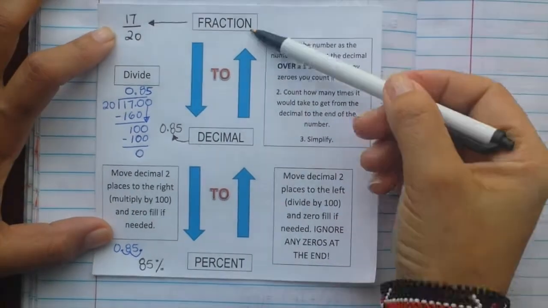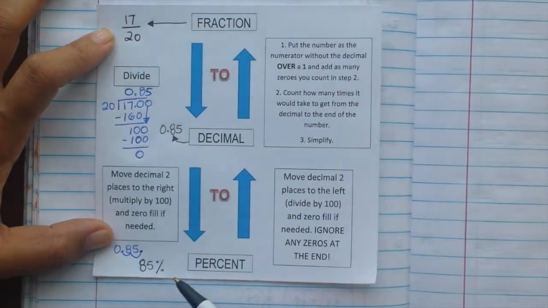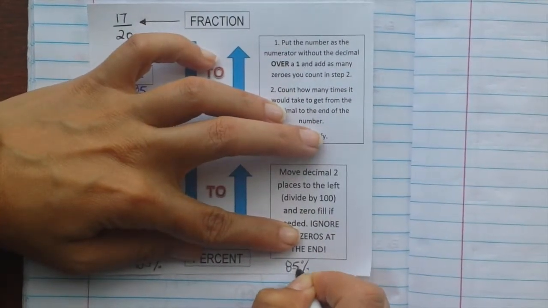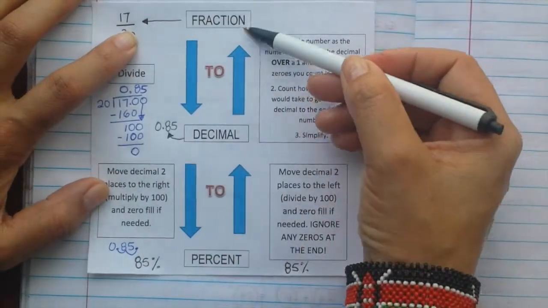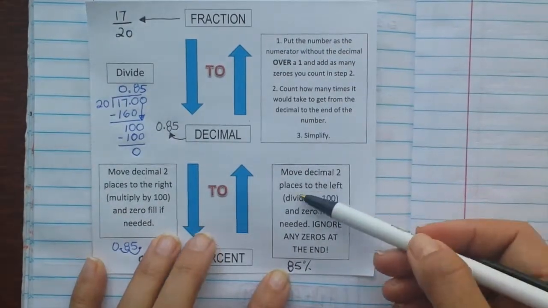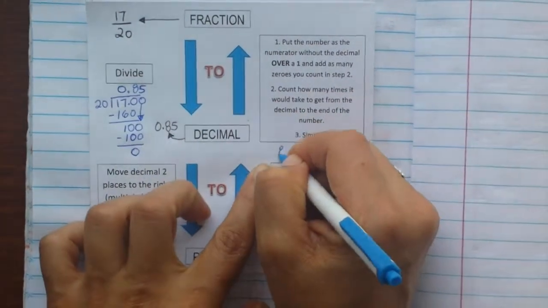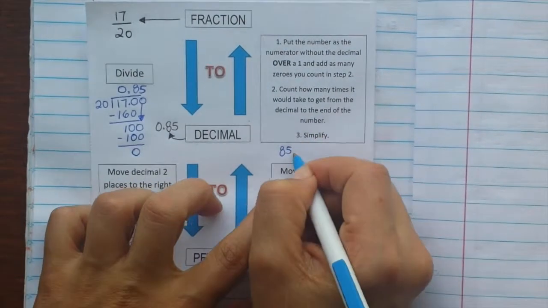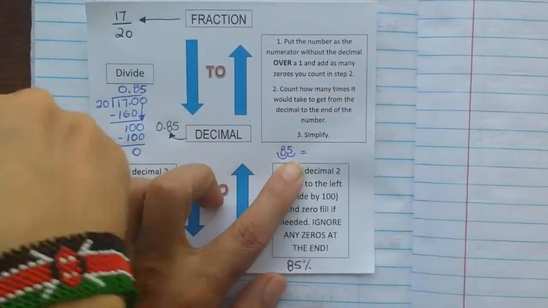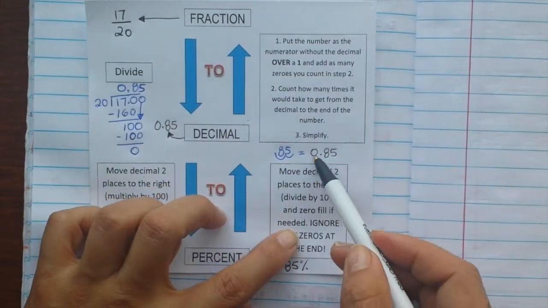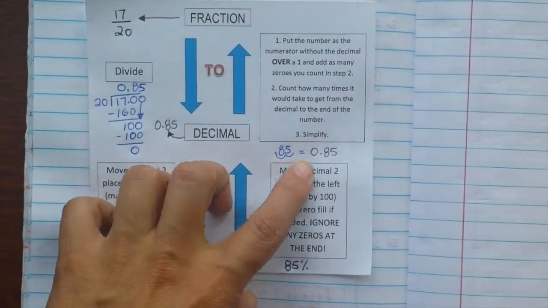So now we're going to go backwards. So let's say you're given a percent and you need to get it to a decimal or to a fraction. So start with the 85% we just did. You're going to move the decimal 2 places to the left and 0 fill if needed. Ignore any zeros at the end. So we'll start with 85. The decimal is at the end, so we're going to move it to the left twice. So it's going to be 0.85. Now it's a decimal. There are no zeros at the end, so that's fine.